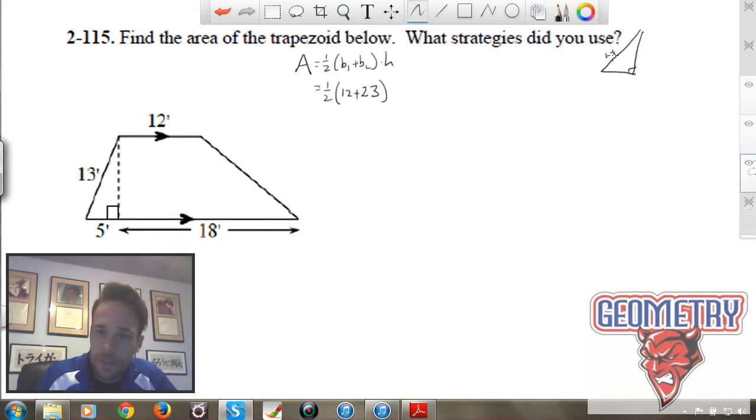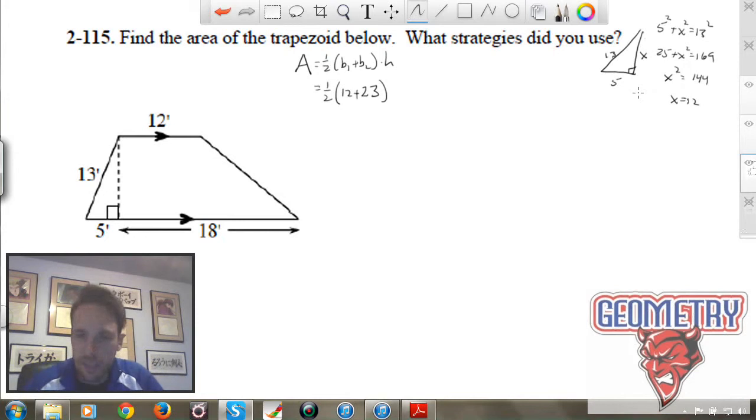So we know this is 13, we know this is 5. Let's call this x. So 5 squared plus x squared equals 13 squared. So 25 plus x squared equals 169. We subtract 25 from both sides, and we get x squared equals 144, so x equals 12.